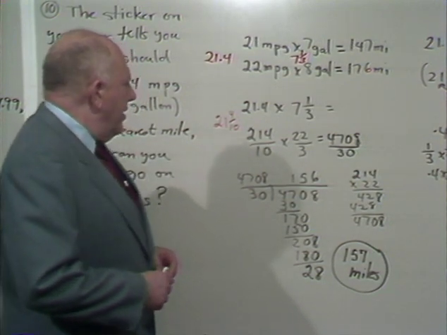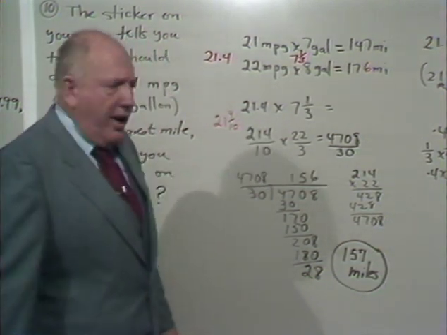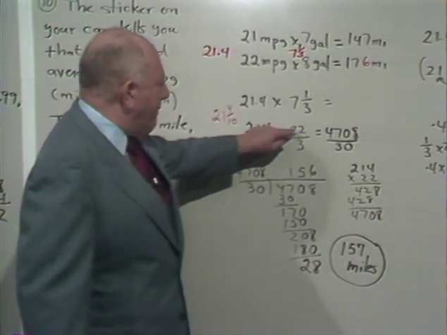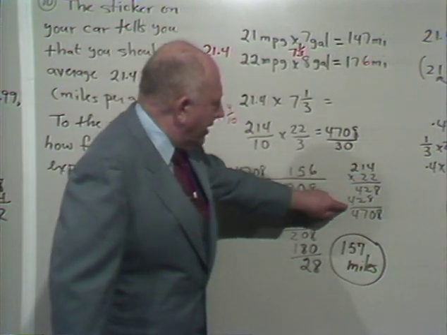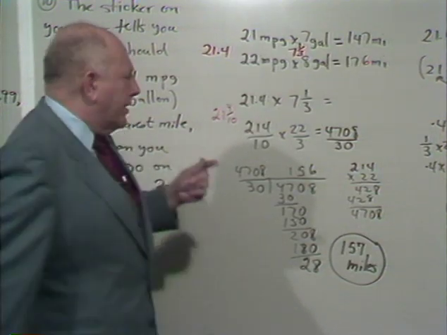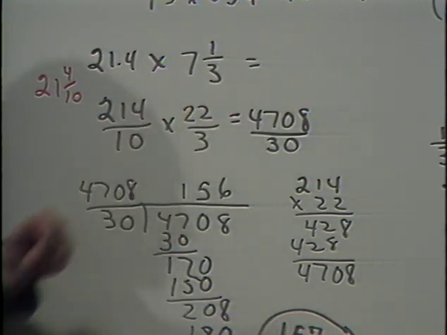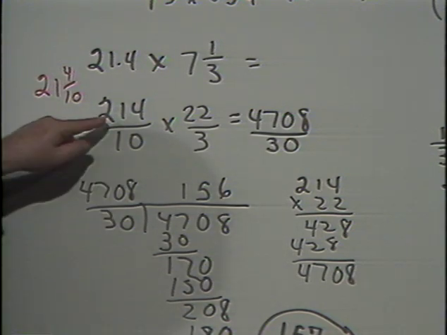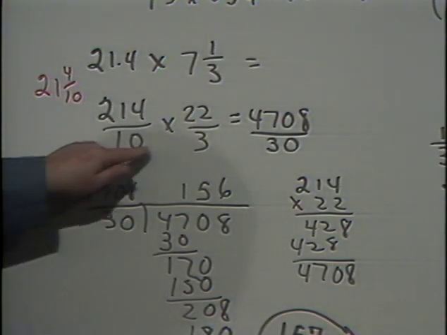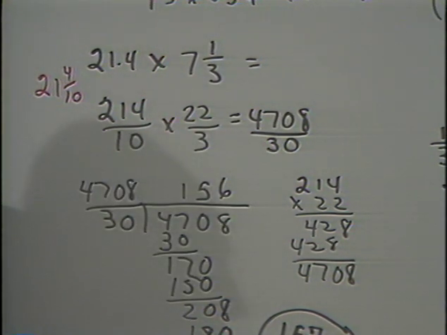Then you can say 10 times 21 is 210, plus 4 is 214 over 10, and you get the same answer. Now we multiply the numerators. See, that's where the calculator is going to help us. When we want to multiply 214 times 22, we won't have to work it out by hand to get 4,708. We'll just punch it into the calculator. But the calculator won't give us the 4,708 unless we know enough to have it multiply 214 by 22. Then 10 times 3 is 30. So as an improper fraction, the answer is 4,708 over 30 miles.